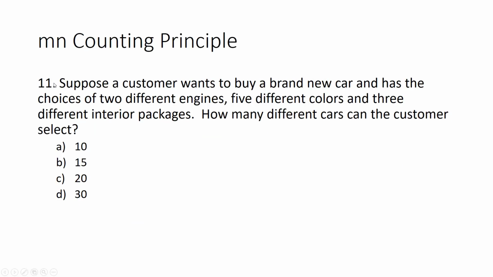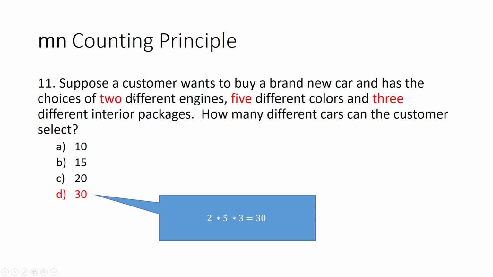All right, suppose a customer wants to buy a brand new car and has choices of 2 different engines, 5 different colors, and 3 different interior packages. How many different cars can the customer select? Now, I tell you right here, this is the M times N counting principle. I won't tell you that on the test. So how many different ways can he select this is going to be the 2 times the 5 times the 3. This is what I talk about in class about how many different pizzas you could order based on all the different toppings, the crust, the cheeses, and all that good stuff.